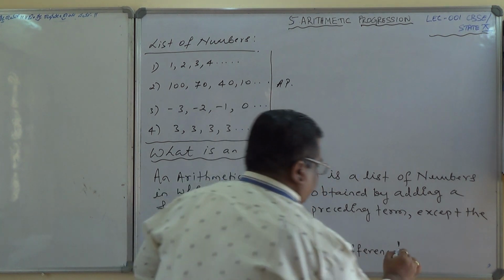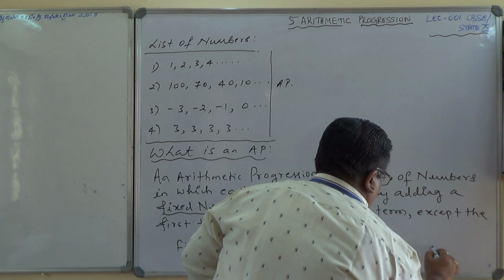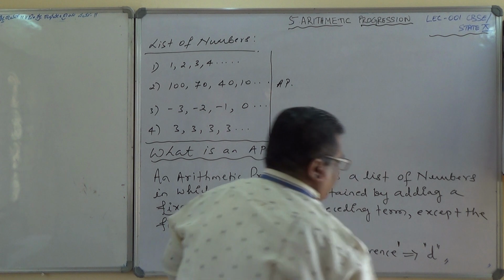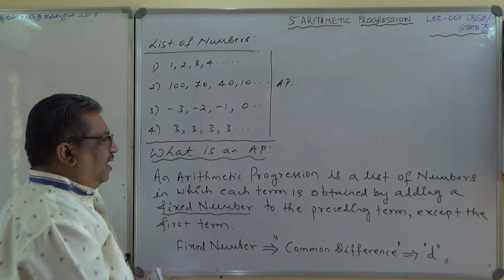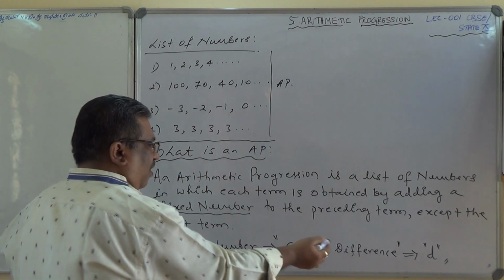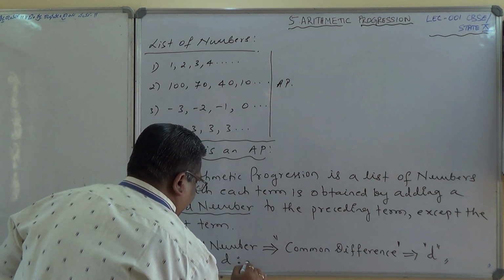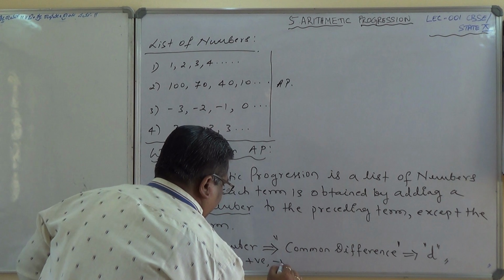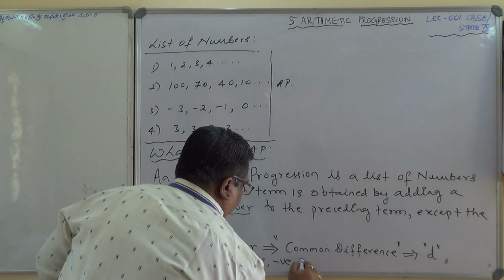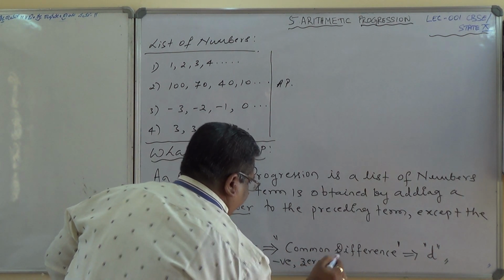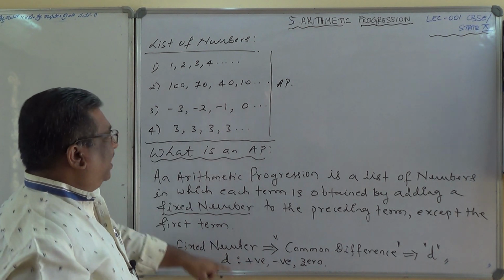And how do you denote this? It is denoted by small d here. Okay, it is denoted by small d. And also note that this common difference d can be positive, negative, or 0 also. It can be anything. All these things have been explained here.